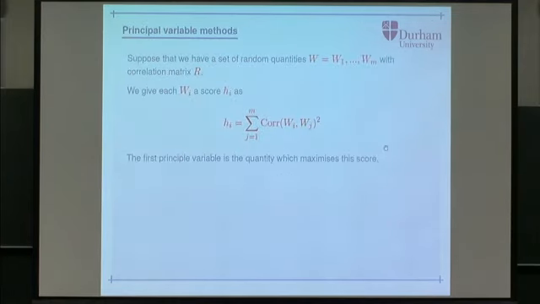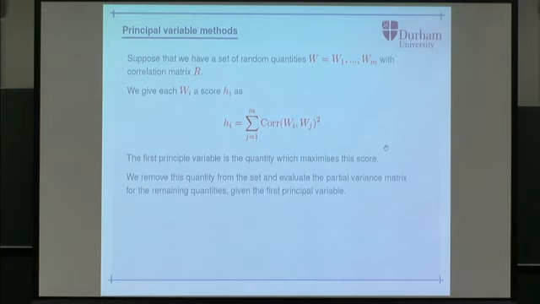So here it is in general. We have a set of random quantities, W1 to Wm, and the correlation matrix R. Okay? So what we do is each variable is scored basically by the average of its squared correlations with all the other variables. And the first principal variable is the one that has the most average correlation with everything else. Okay? We take that out, and then we look at the partial correlations.